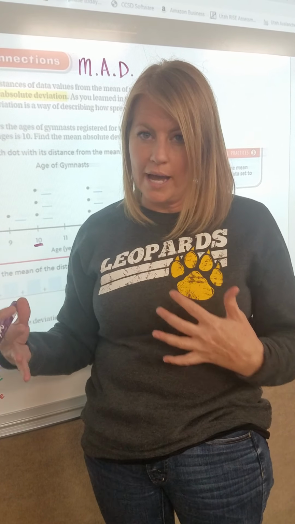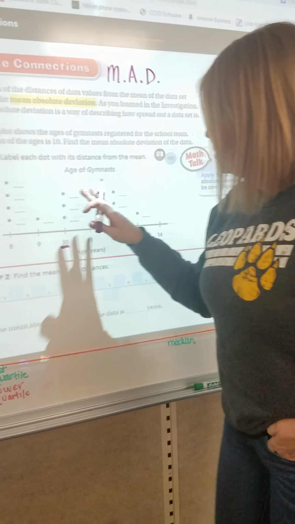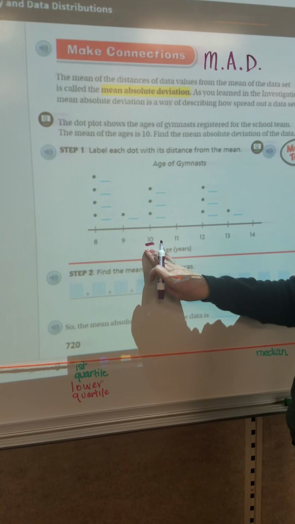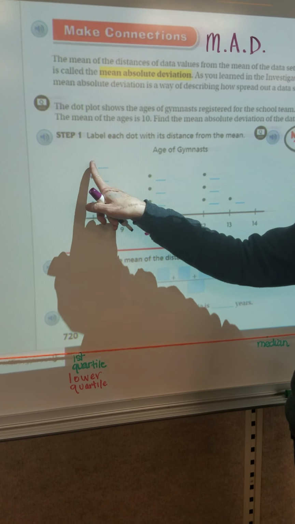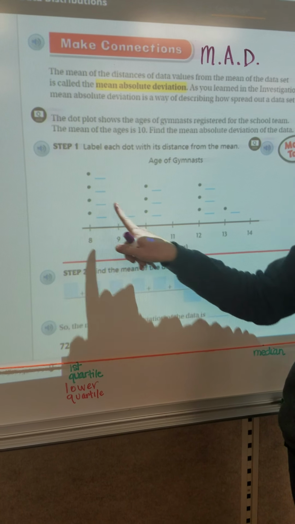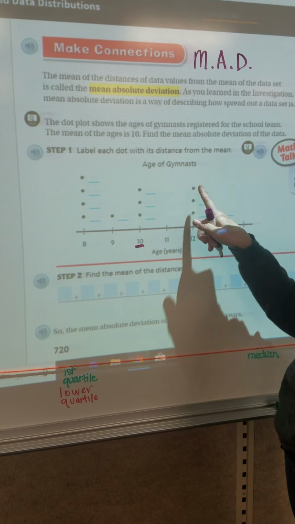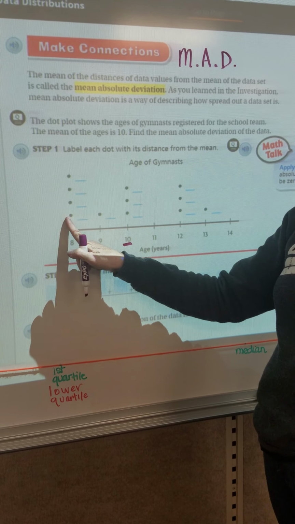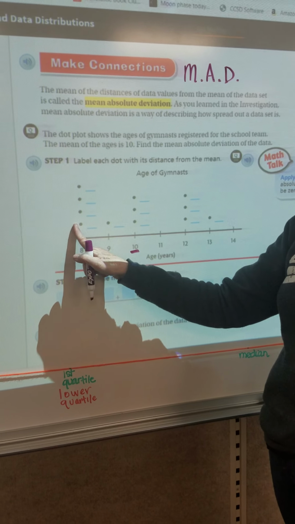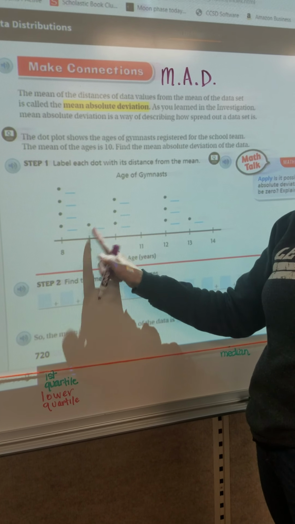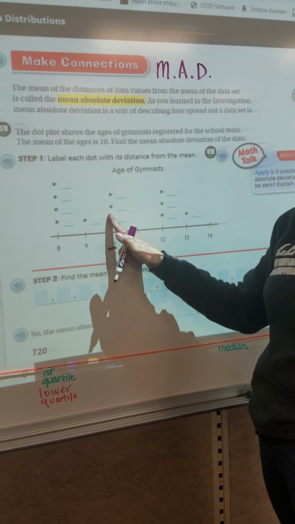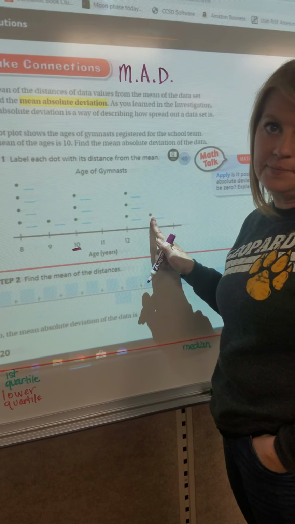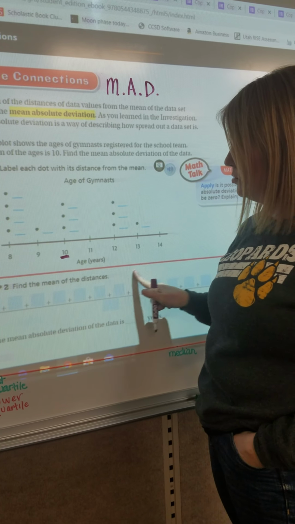Our problem told us that the mean age of the gymnasts was 10, and each of these dots on the dot plot represents one of the gymnasts. So we have 4 gymnasts that are 8, 1 gymnast that is 9, 3 that are 10, 3 that are 12, and 1 that's 13. That's what our dot plot shows.